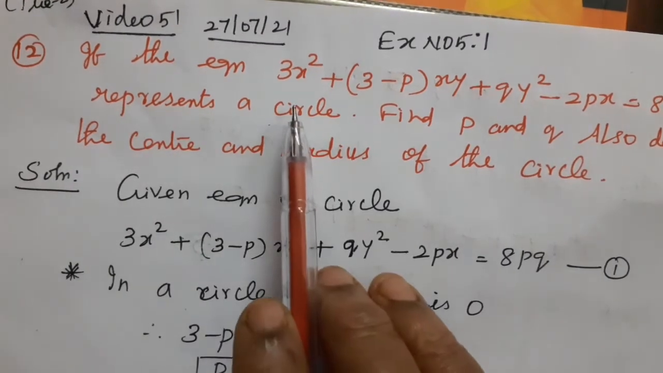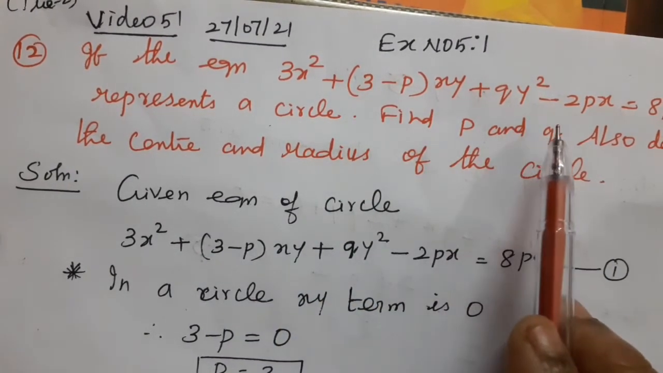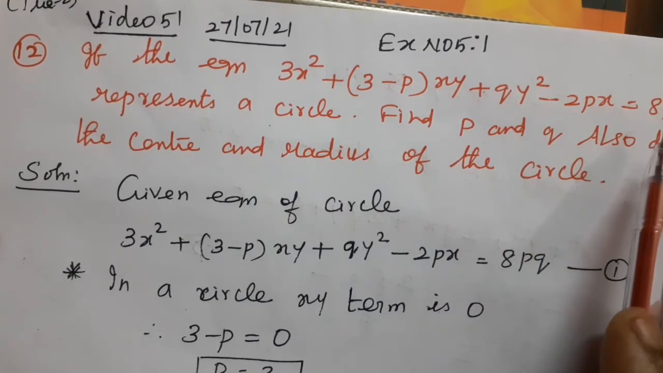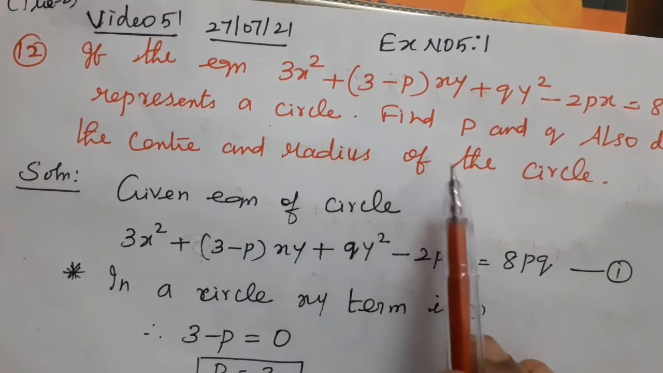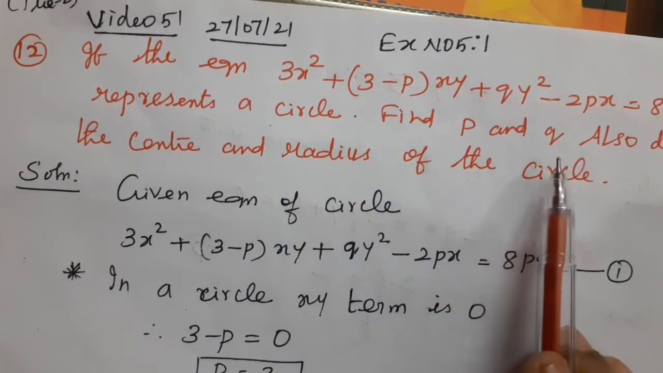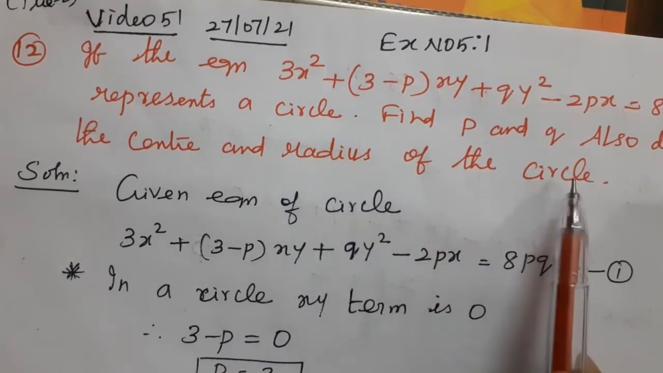If the equation 3x² + (3 − p)xy + qy² − 2px = 8pq represents a circle, find p and q. Also determine the center and radius of the circle.